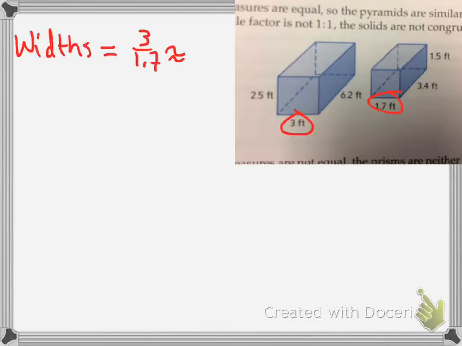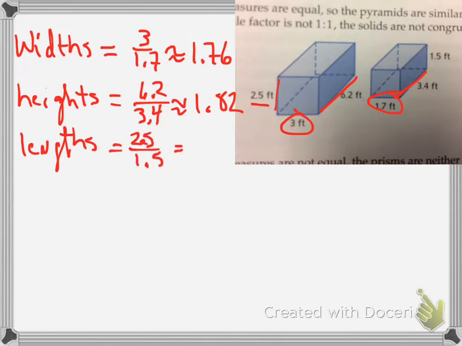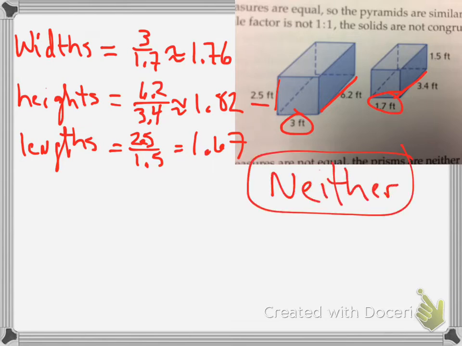Anyways, let's look at this one. If I say these are the widths, then the widths I could say is 1.3 over 1.7, left over right, and I get 1.76. And if I say those are the heights, and there's a reason why I'm saying those are the heights, 6.2 to 3.4, I get 1.8. And then if I look at the lengths, I get 1.67. So none of these have the same ratio, so this one is neither similar nor congruent. Now, if it had been congruent, it would have been 2.5, 2.5. It would have been 6.2, 6.2. It would have been 1.3 and 3 or something like that.